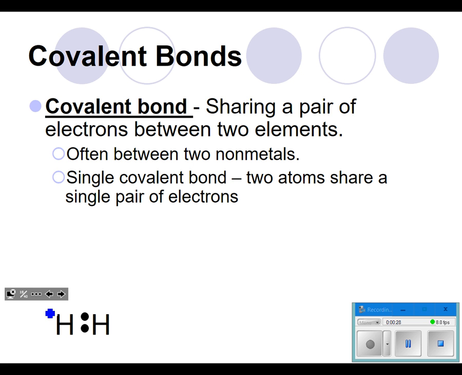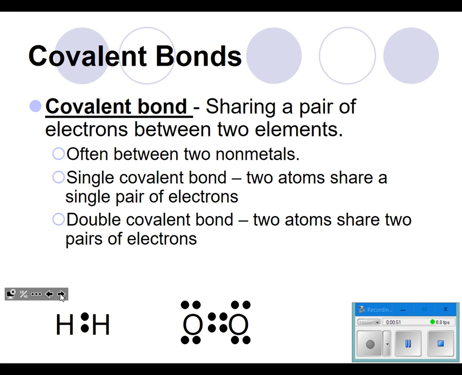It means if we have a single covalent bond, that means that two atoms are just going to share a single pair of electrons, which will just be two electrons shared between them. So one would come from this hydrogen and one would come from this hydrogen, and this would now be shared so that this has two electrons and this would have two electrons.